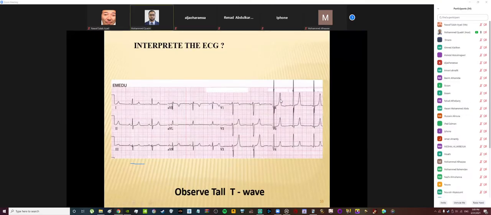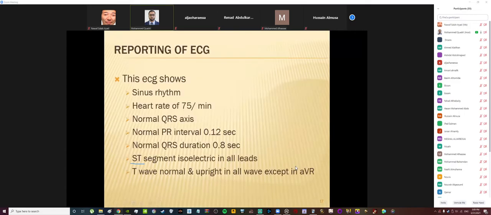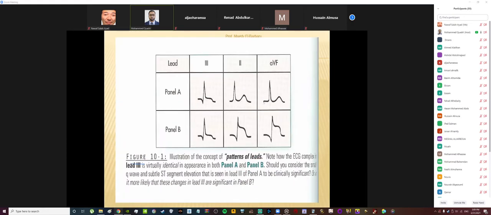So can you see the tall T waves here in the chest leads? Yes, these are diagnostic of hyperkalemia. Now this is just an example. This is not an actual real ECG, but if you see panel A and panel B, in panel B you will find ST segment elevation in lead 2 and AVF, and in panel A there is ST segment elevation in lead 3.